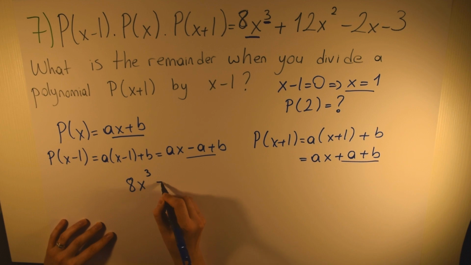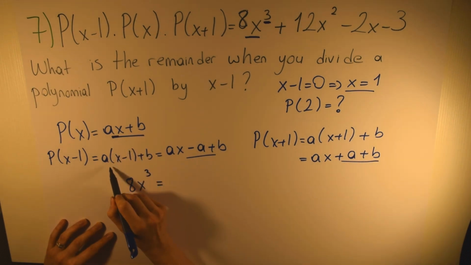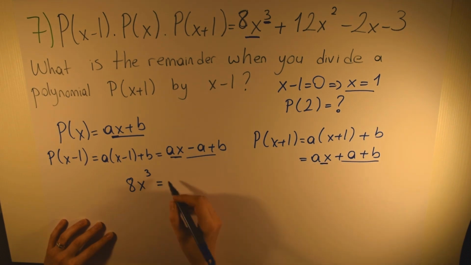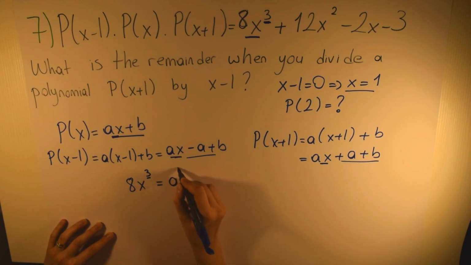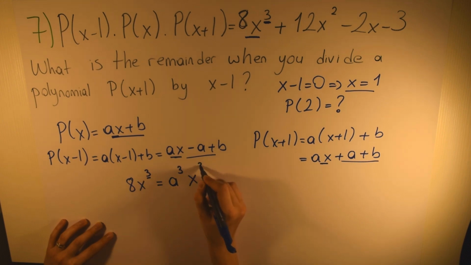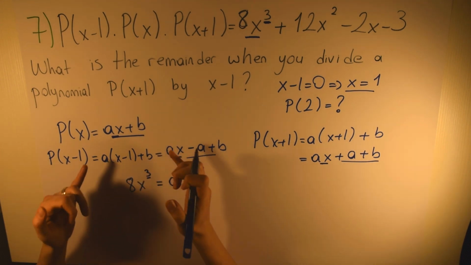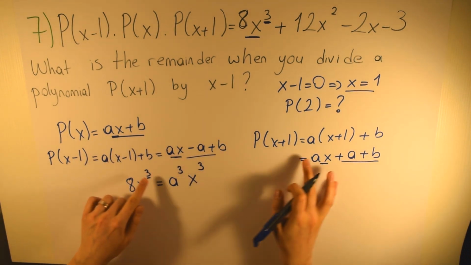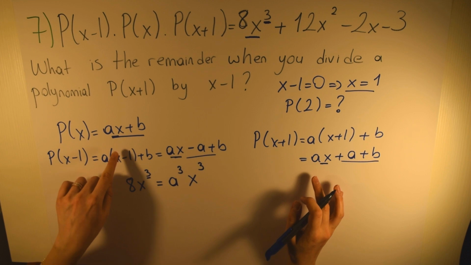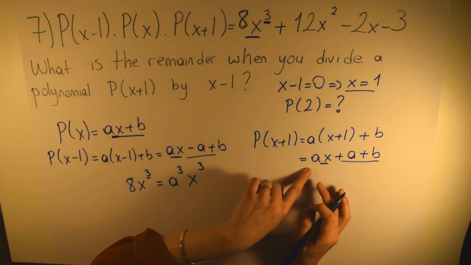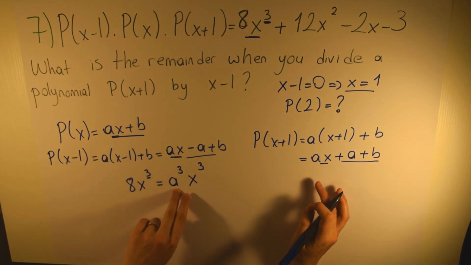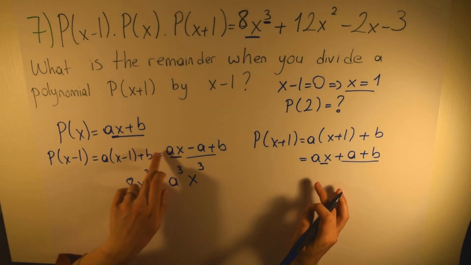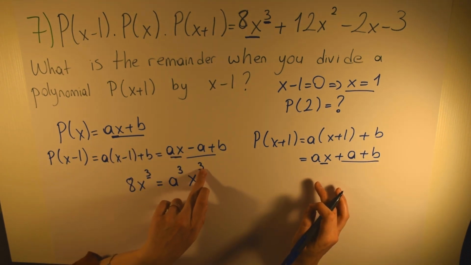8x to the power of 3 is equal to ax times ax, right? When I multiply these 3 together, I will get this term. So this is equal to a to the power of 3 x to the power of 3. Okay, why? Because when you multiply these three together to get this degree, you should multiply ax, ax, and ax, and you will get a. When you multiply 3 a's together, you will get a to the power of 3. When you multiply these 3 x's together, you will get x to the power of 3.